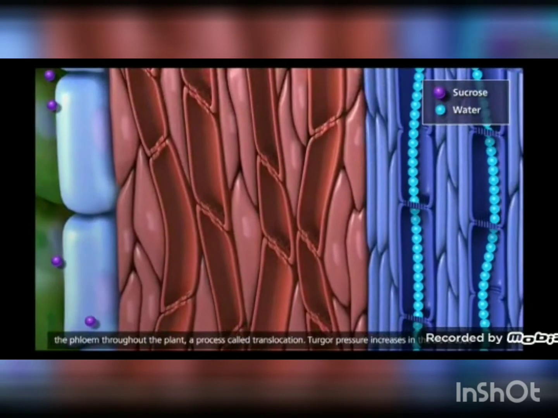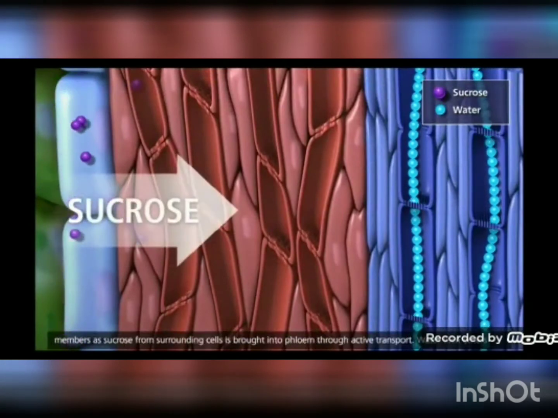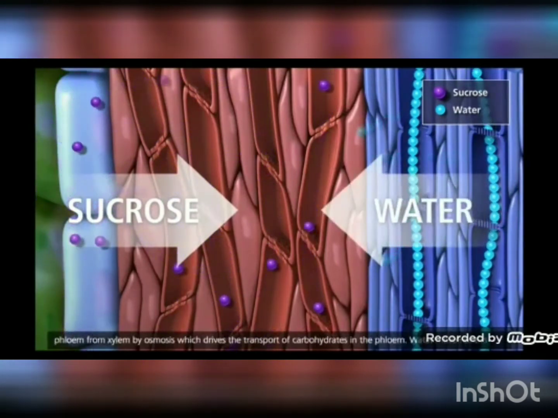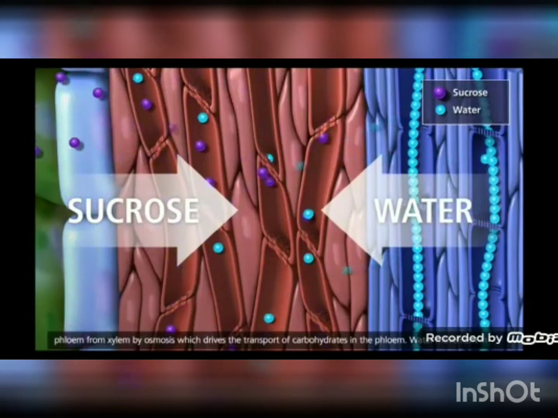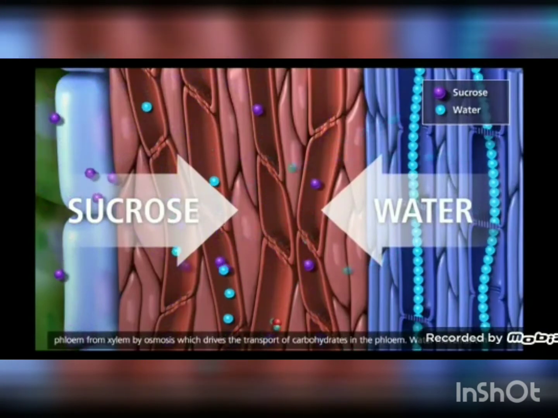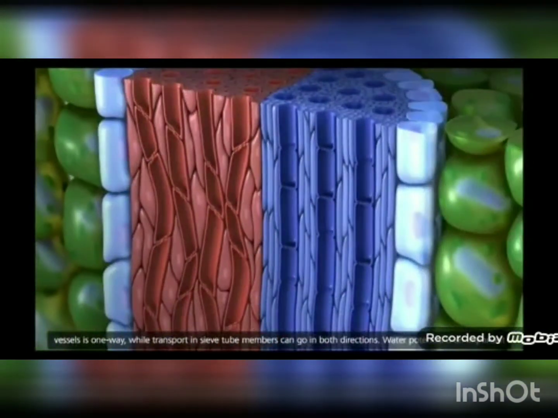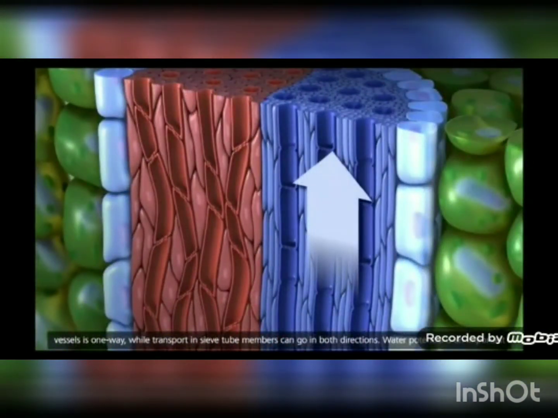Turgor pressure increases in the sieve tube members as sucrose from surrounding cells is brought into phloem through active transport. Water then enters phloem from xylem by osmosis, which drives the transport of carbohydrates in the phloem. Water movement in vessels is one way, while transport in sieve tube members can go in both directions.